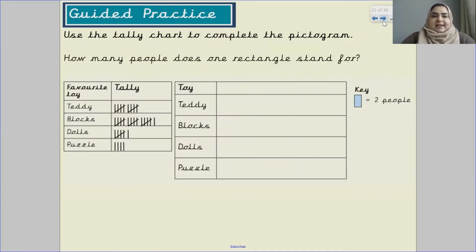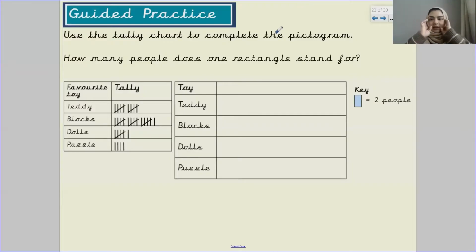Now let's do this guided practice. It says, use the tally chart to complete the pictogram. How many people does one rectangle stand for? Okay, if you pause the screen now and work it out, and then we will come back to the video and I'll show you how to do it.